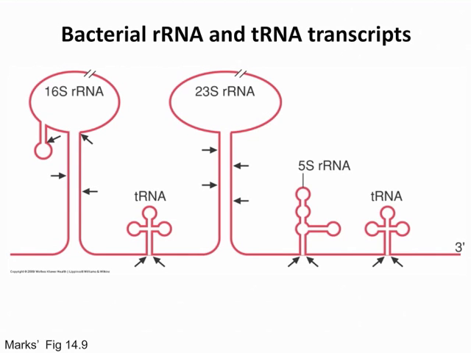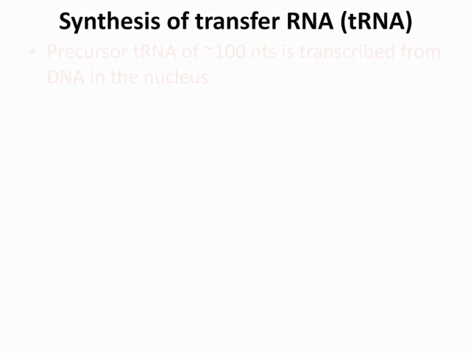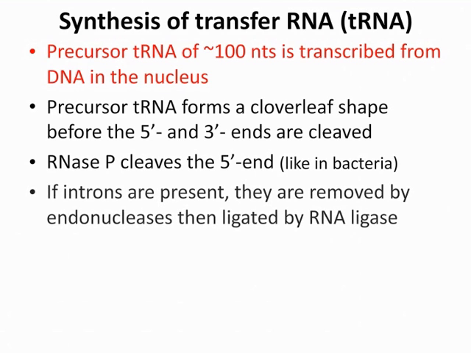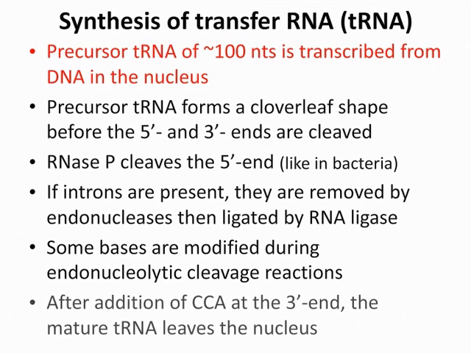This is just a picture that shows you by the arrows where they're cleaved to produce the 16S, 23S, and 5S rRNA. So to make tRNA, we need a precursor of 100 nucleotide strands. Remember, tRNA is that clover leaf shaped structure. RNase P cleaves that 5' end, and if introns are present, they're going to be removed by endonucleases and ligated by RNA ligase. Some of the bases are going to be modified during the cleavage reactions, and there's going to be a CCA addition at the 3' end before the tRNA can leave the nucleus.